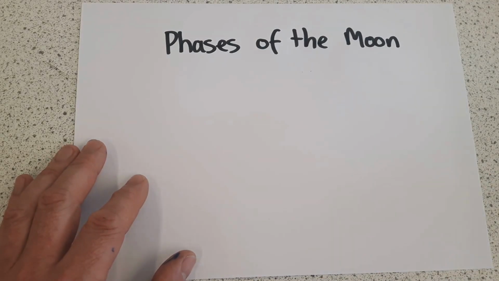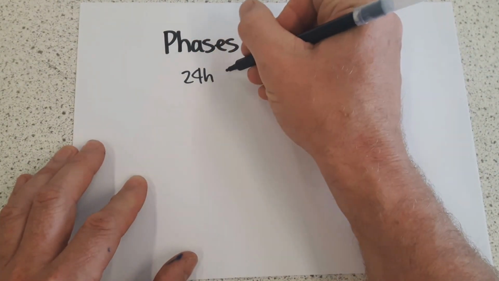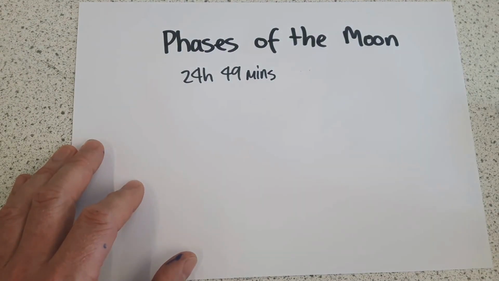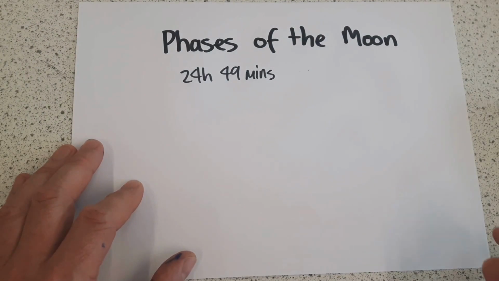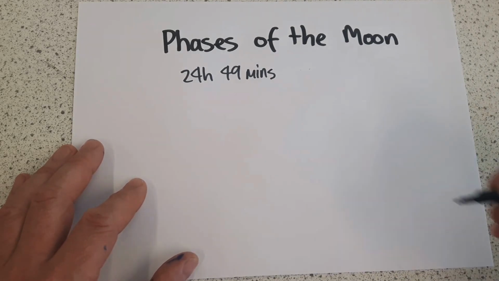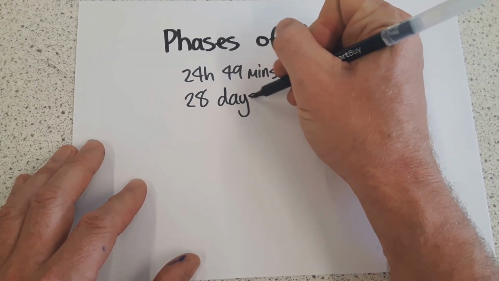So the moon appears to pass by the Earth once every 24 hours and 49 minutes. As well as the Earth spinning around, which makes the moon appear every so often, the moon is also orbiting the Earth, and the orbit of the moon is about 28 days.